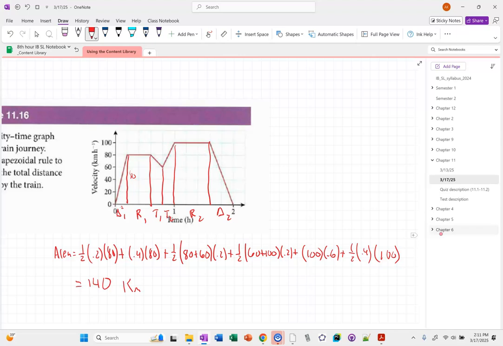Everybody feel pretty decent about what we've done here today? I like the second part. Yeah, it's fairly straightforward, right? We're just doing areas and adding them up. I can do that all day long. Perfect. Do you like to integrate or differentiate?